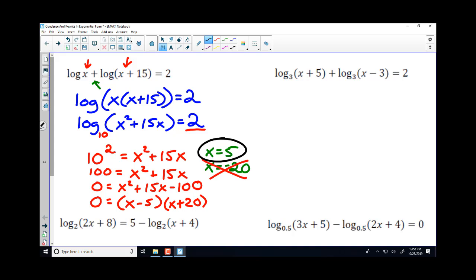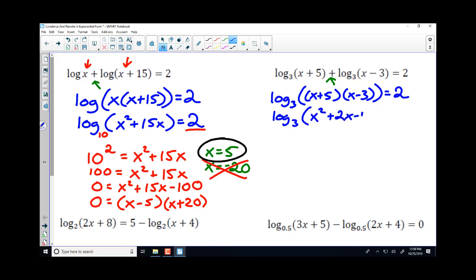Moving on to the next one, once again we must combine these into a single logarithm on the left-hand side. We have another plus sign right here, so we will do the product rule again here. So we get log base 3 of x plus 5 times x minus 3. This is the product rule, the product property. And then we go ahead and FOIL that out on the inside here, so that's going to be x squared plus 2x minus 15, if you FOIL it and collect like terms.